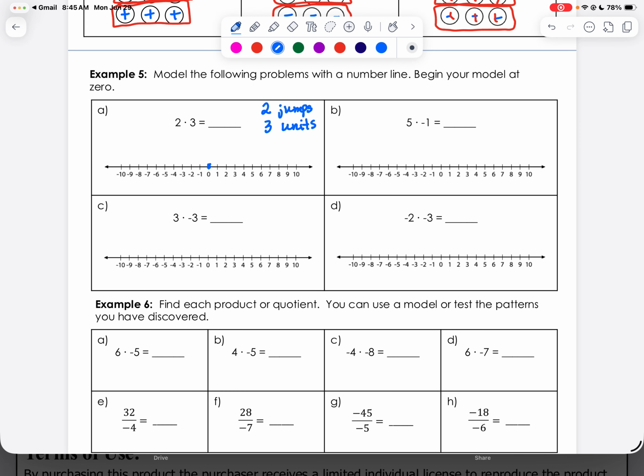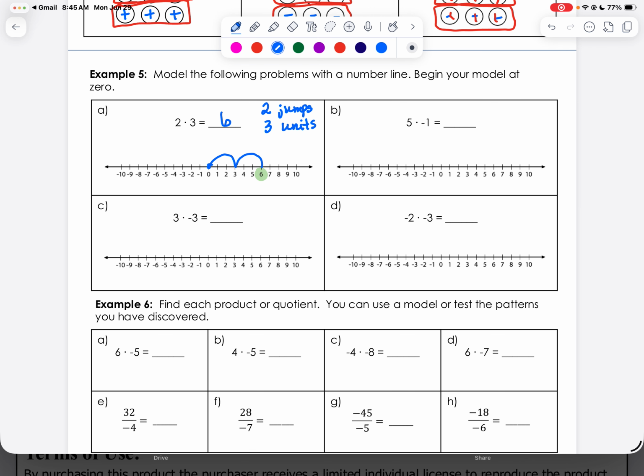If I start at 0 and I go 3 units, that would be my first jump. And then I would take 1 more jump. Wherever you land, that's your answer. So positive 2 times 3 is positive 6.